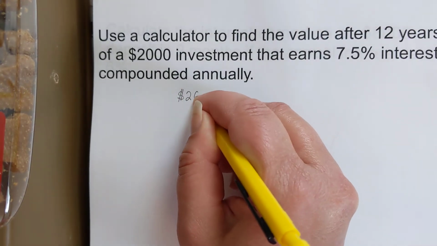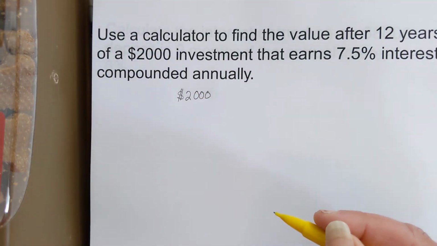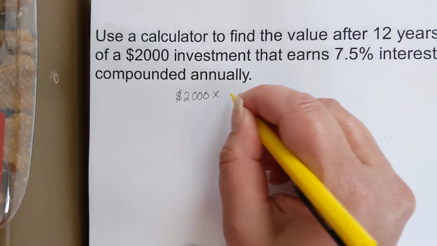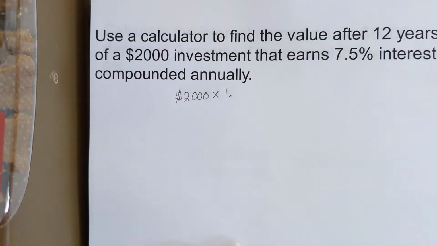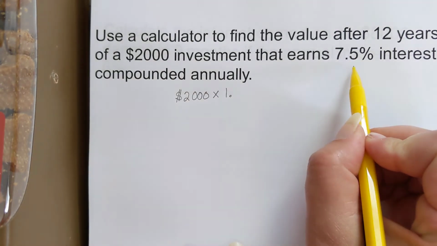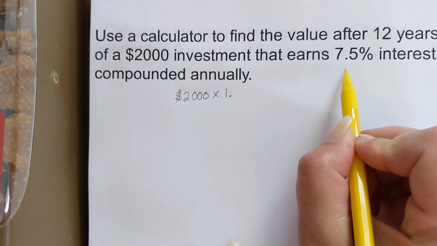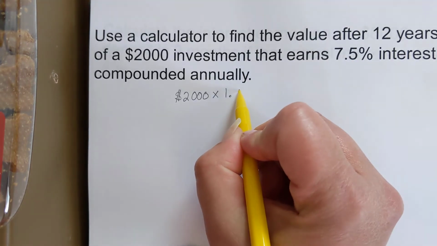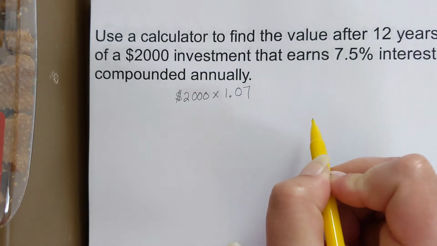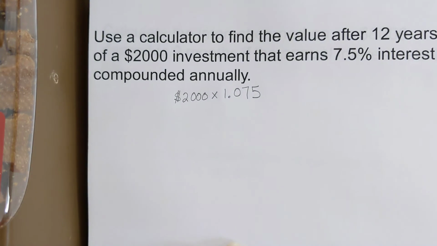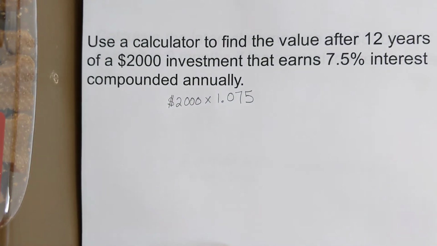Yes, I know it says use a calculator, and we will. But I'm going to have my $2,000. What am I going to multiply it by? I'm going to need my 1 point something. There's a 1 there because it's 100% of the $2,000. Now, how do I write 7.5% as interest? Well, if it were 7%, I know it would be a 0.07. But it's 7.5%, so I put a 5 after the 7.